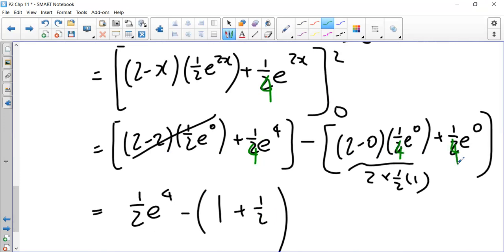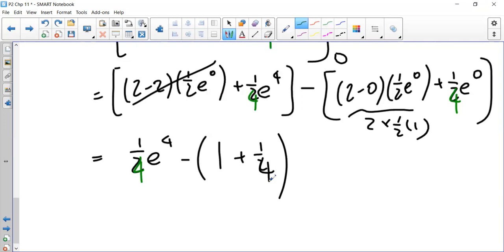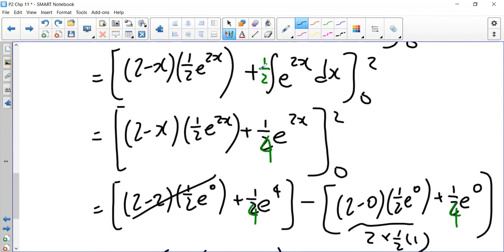So that's a quarter. So minus a half, plus a quarter. There we go. So a quarter e to the power of 4, minus a quarter. Yep, and that's the right answer. We got there, even though we made silly mistakes. Even I make silly mistakes, so it's quite common. So make sure you double check your answer as you go along. Right, and that's the end of the lesson.